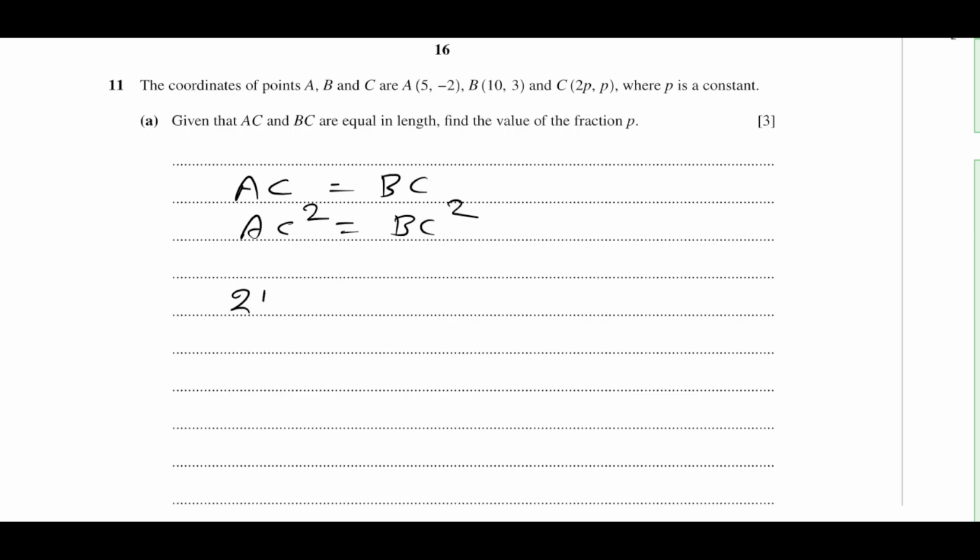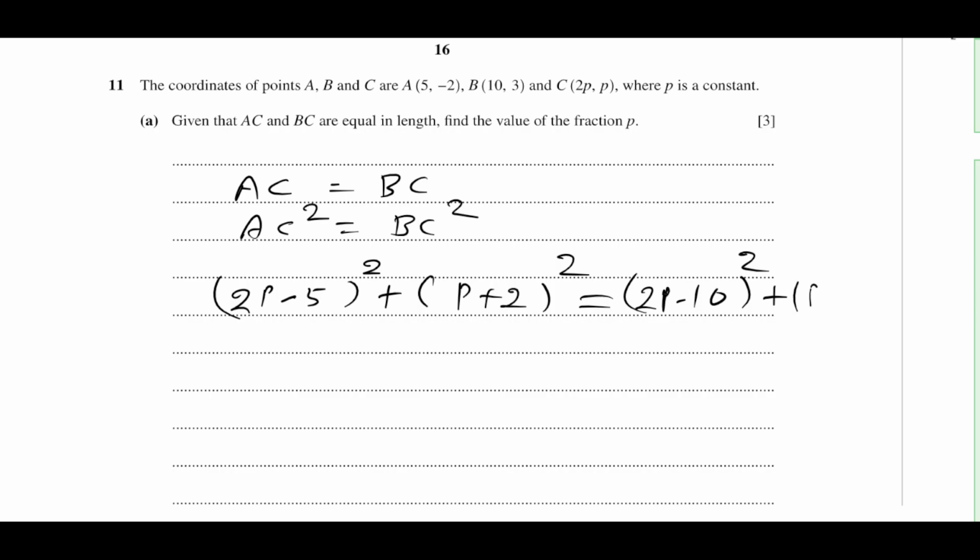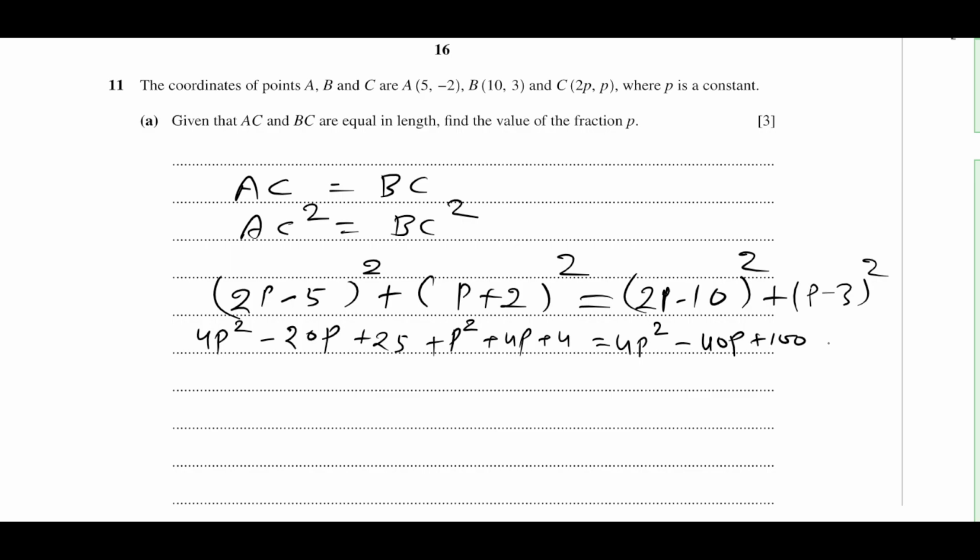AC is what? It is 2P minus 5 the whole square plus P plus 2 the whole square, equal to BC square. BC is 2P minus 10 the whole square plus P minus 3 the whole square. So we will expand this. This is 4P square minus 2 times 4 5, the 20P plus 25 plus P square plus 4P plus 4, is equal to 4P square minus 40P plus 100 plus P square minus 6P plus 9.